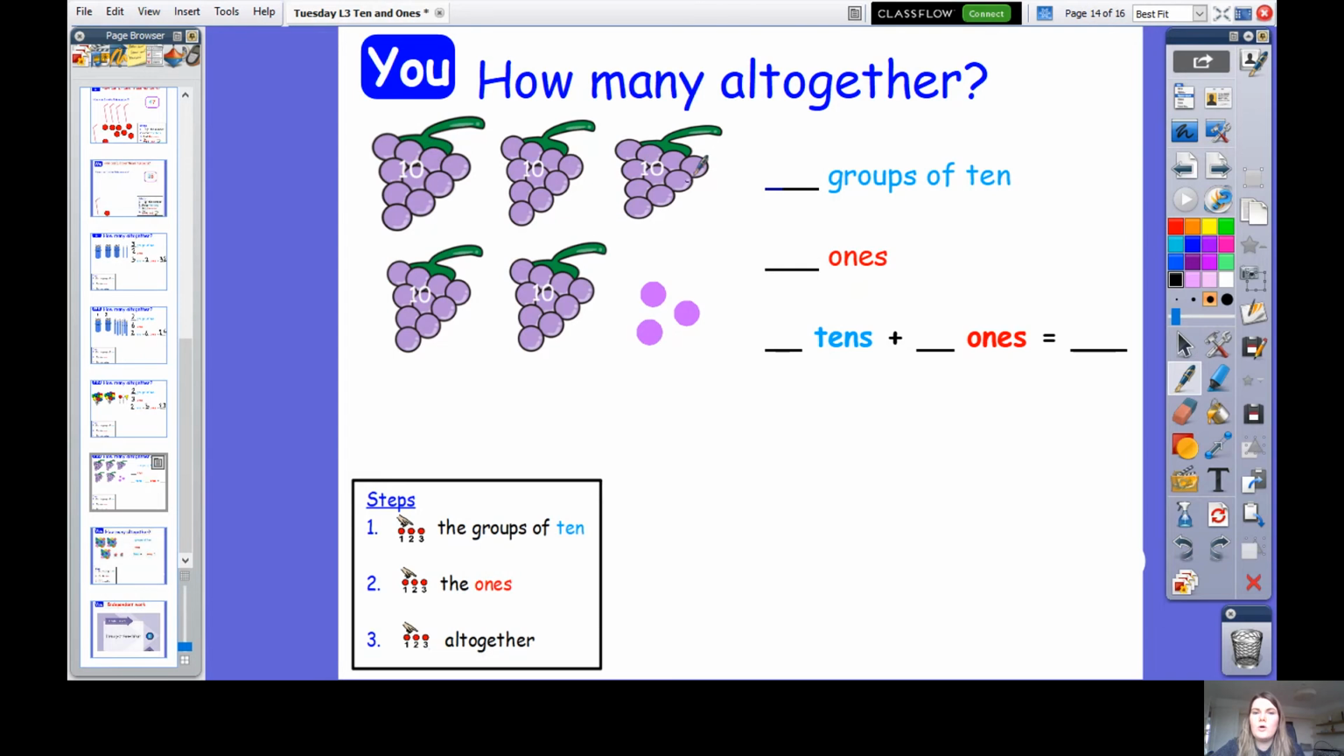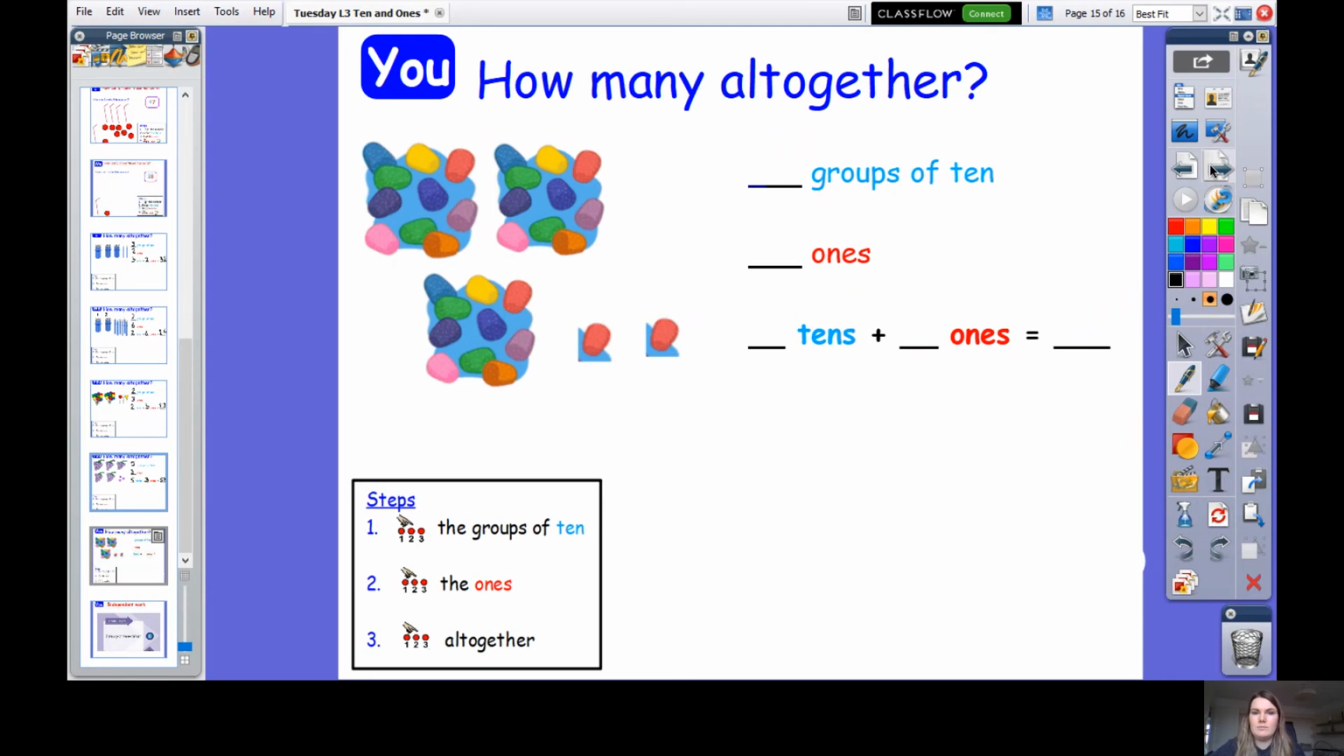Very good. So how many groups of 10 do I have? 1, 2, 3, 4, 5. Thank you. And how many ones do I have? 3. Well done. 1, 2, 3. So how many do I have all together? Where do I put my tens? Thank you. I put my tens here. So I've got 5 tens. How many ones do I have? 3 ones. When we put it together, what does it make? I can't hear you. What does it make? 53. Fantastic. Great work, everyone.